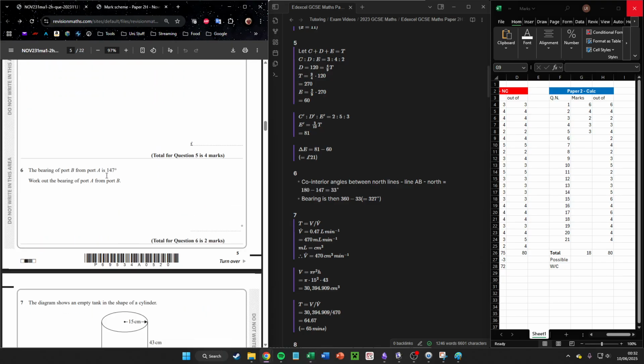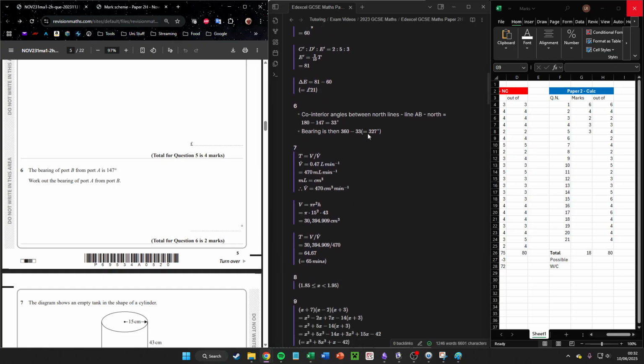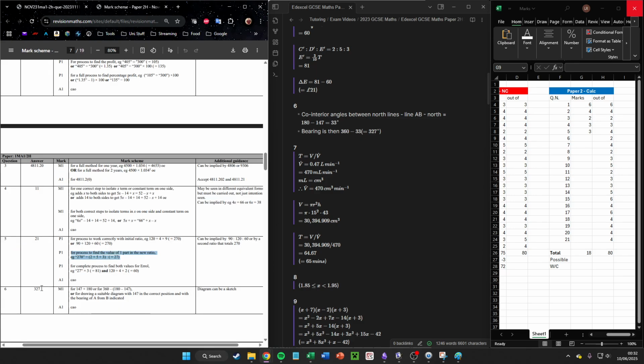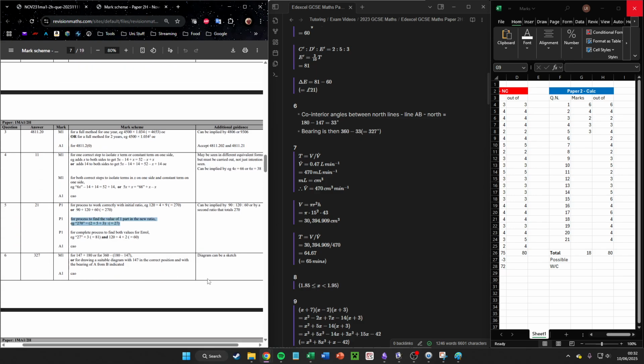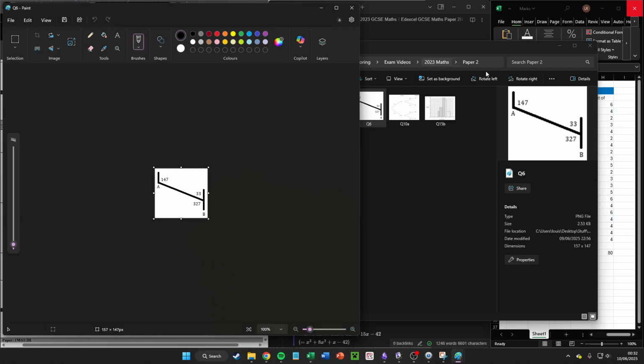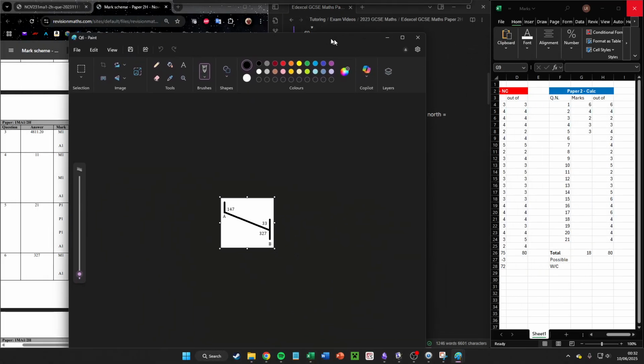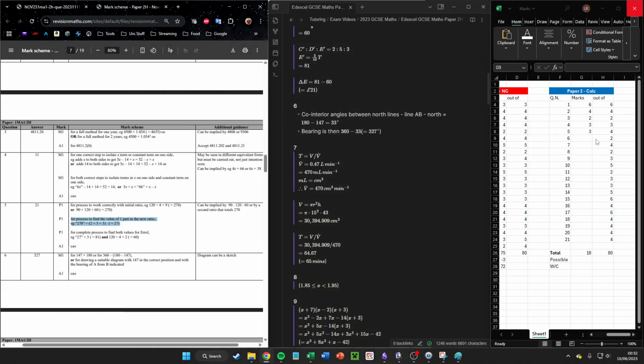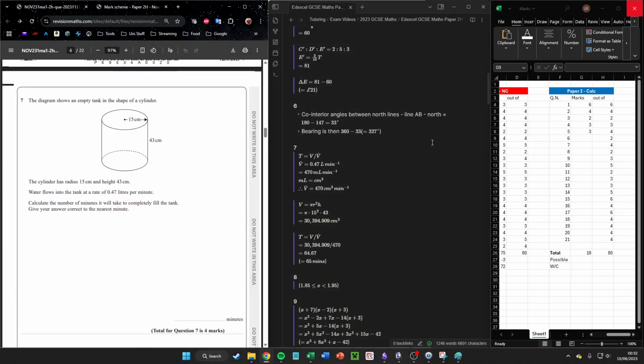The bearing of port B from port A is 147. Work out the bearing of port A from port B, and I got 327. That is the correct answer. Suitable diagram, and I did draw a diagram for this question, which I would say is perfectly suitable, given that it got me to the correct answer of 327. So that'll be 2 out of 2 for question 6.